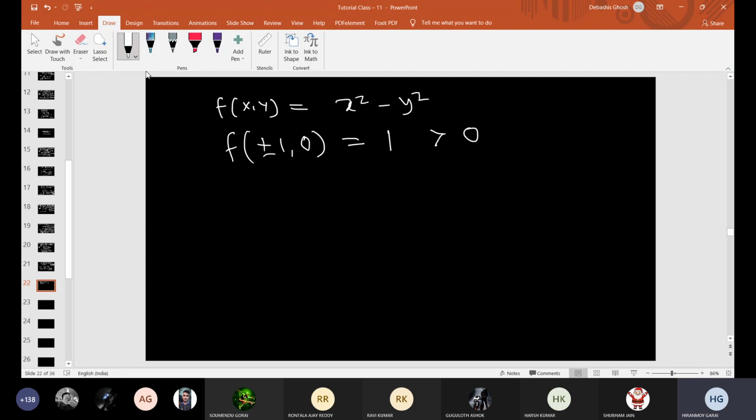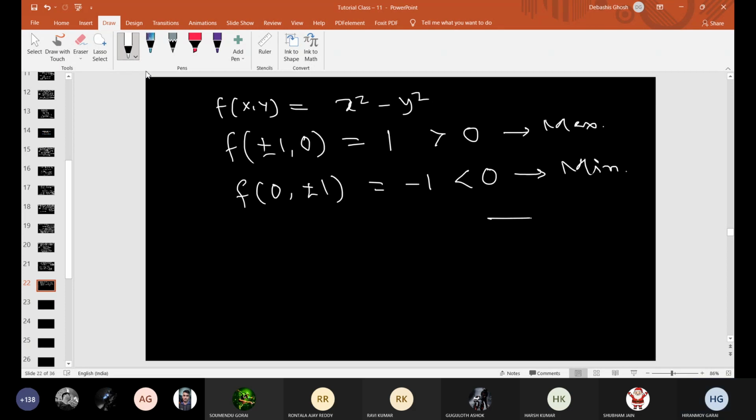So at this point, you have the maximum value. This gives you the maximum. And f of (0, plus or minus 1) equals every time -1, which is negative. So that gives you the minimum value. So these are the extremum values for that function at the critical points. We could find it out.